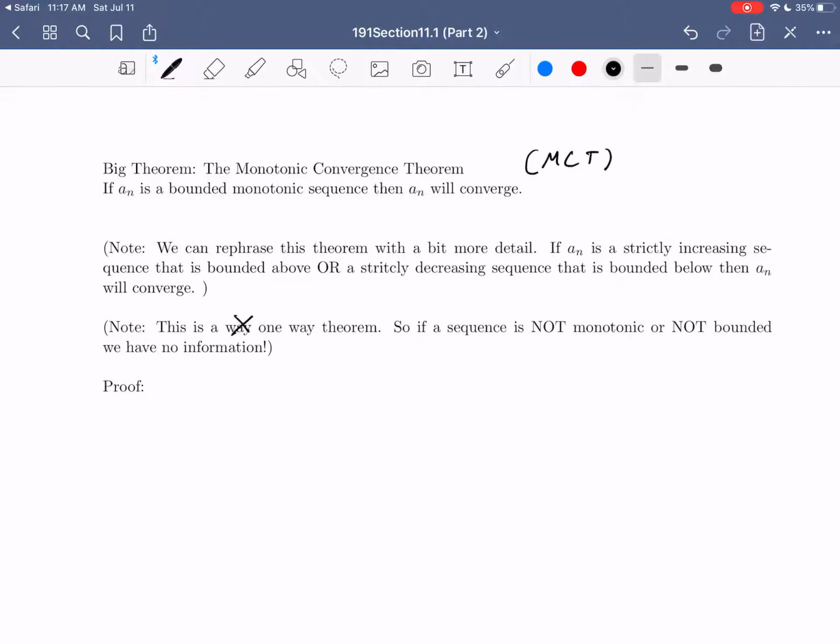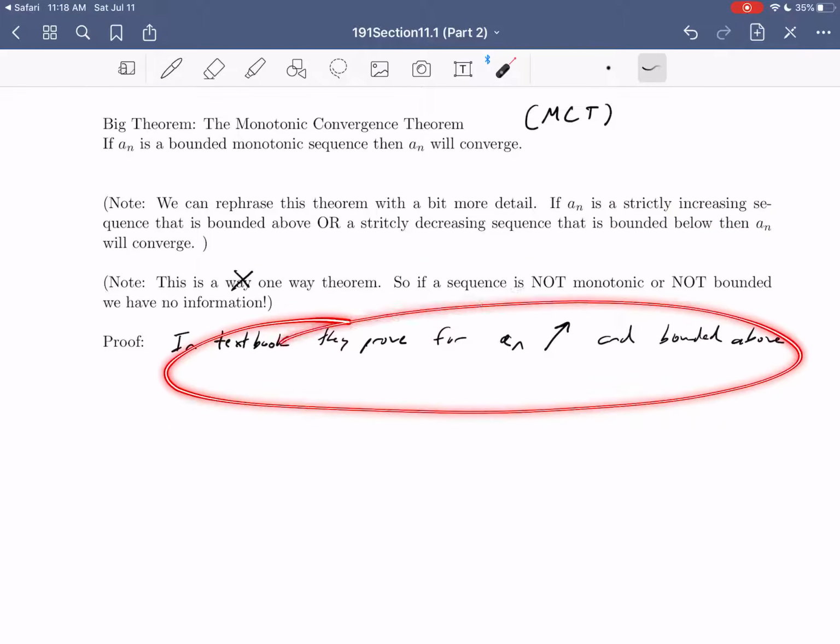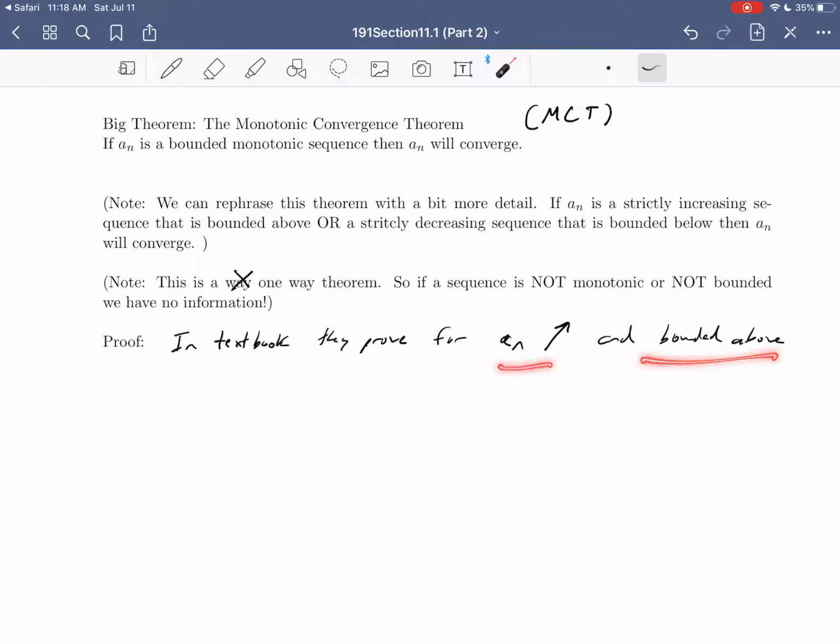In your textbook, they prove it for increasing and bounded above. So we'll prove the other part, right? Because we technically would need to prove both situations as described here, strictly increasing bounded above, strictly decreasing bounded below. Your textbook proves the case where it's strictly increasing and bounded above, so we'll do the other case.